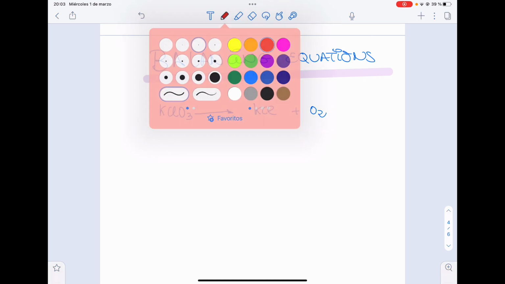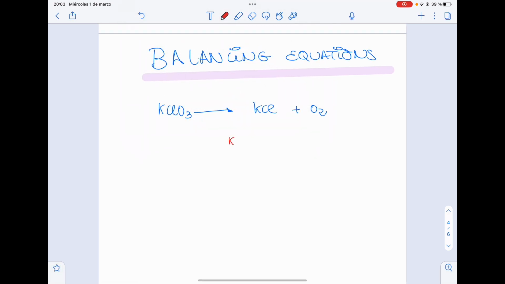For example, in this exercise, you have potassium, you have chlorine, and you have oxygen. So in here, we're going to do a draft that we use to count how many atoms we have in each side, okay? So in the left side, I have how many potassiums? 1. How many chlorums? 1. And how many oxygens? 3, okay? So I'm going to put 1 potassium, 1 chlorum, and 3 oxygen. And in the right side, I have 1 potassium, 1 chlorum, and 2 oxygens. So I'm going to put 1, 1, and 2.